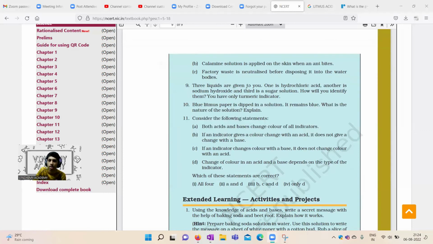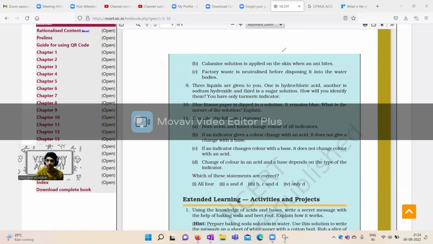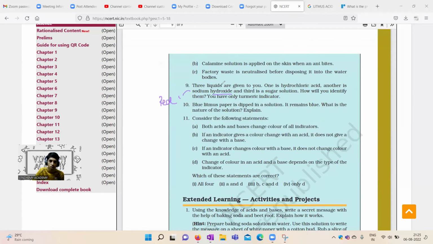Three liquids are given to you. One is this, another is this, and the third is sugar. How will you identify them? You can only use the turmeric indicator. Now there's a problem. So I'll put turmeric into all these things. Wherever there is hydroxide, it's basic, so turmeric changes to red with a base. So here it changes into red. So now I can surely say this is a base.